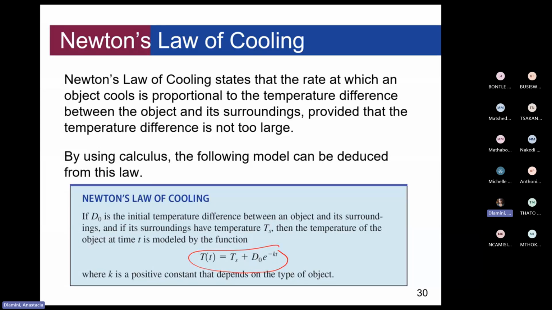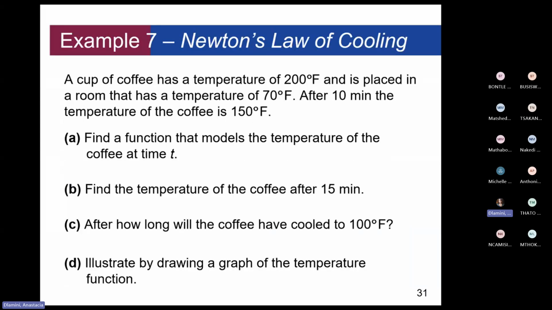So now they say, here they use the cup of coffee. A cup of coffee has a temperature of, we'll use degrees Celsius because we normally use that. So let's say a cup of coffee has a temperature of 200 degrees Celsius and is placed in a room that has a temperature of 70 degrees Celsius. After 10 minutes, the temperature of the coffee is 150 degrees Celsius. Find a function that models the temperature of the coffee at time t.